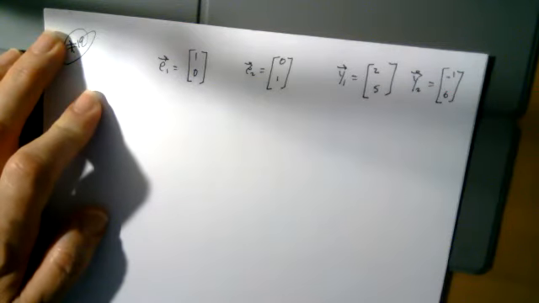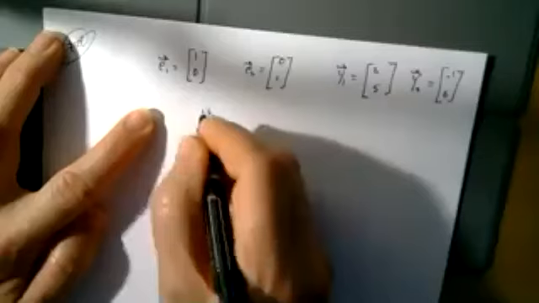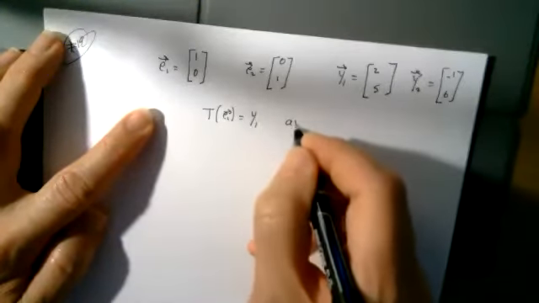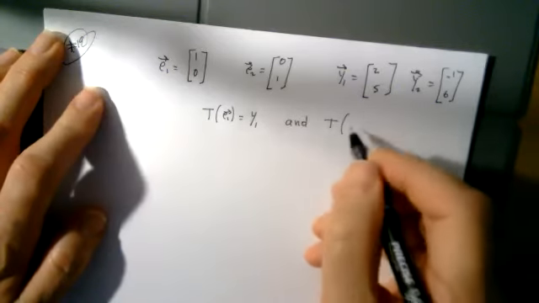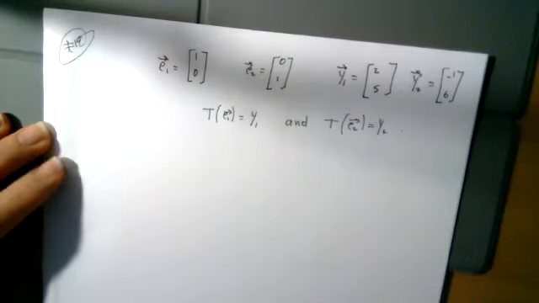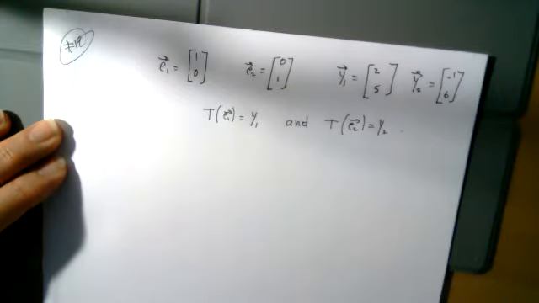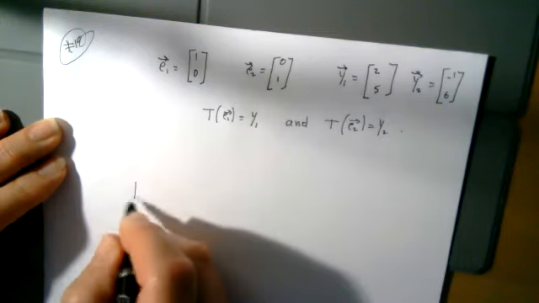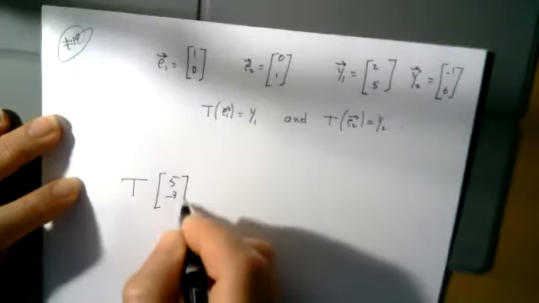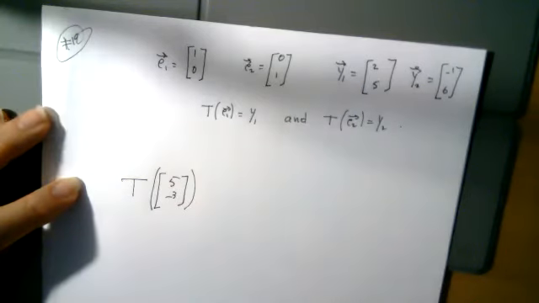And also we have the following thing. T from R2 to R2 is linear, and it maps E1 into Y1. It means T of E1 is Y1, and T of E2 is Y2. Very good. So the question is, find the image of 5 minus 3. So we need to find T of 5 minus 3. Using all this info, we have to do it.